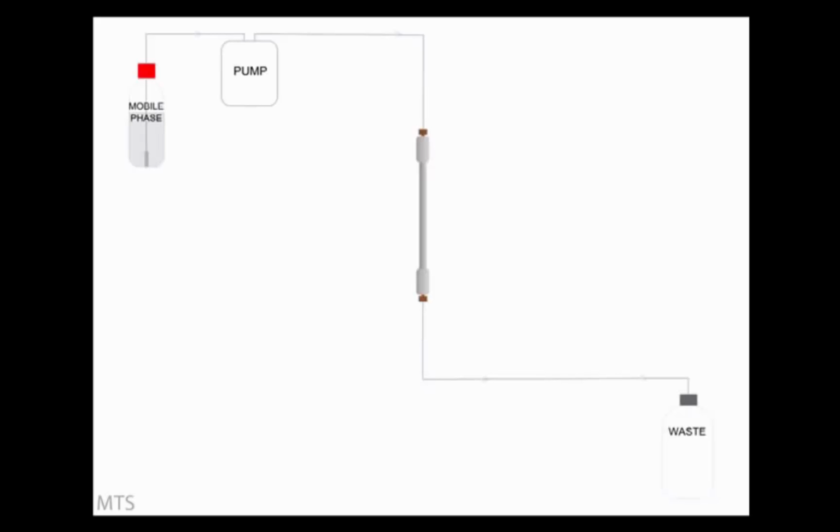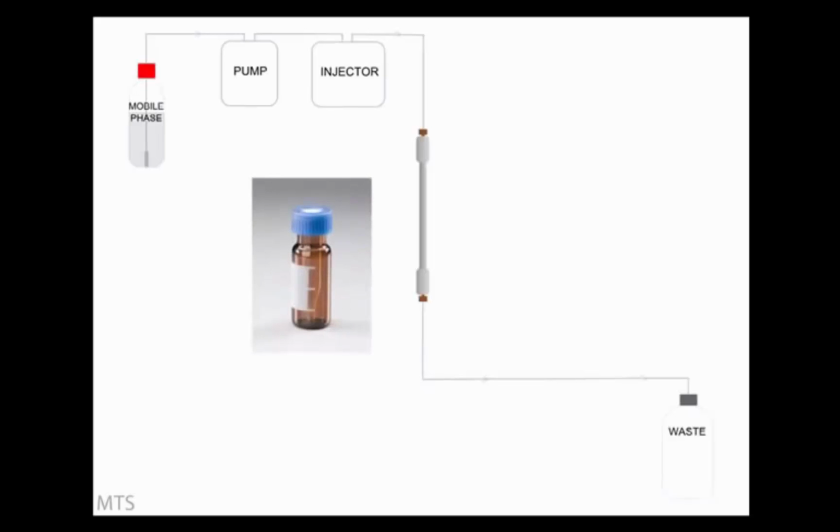Now we have a flow of mobile phase through our stationary phase, but we need a way to introduce the sample for analysis. For this, an injector is required. This instrument is designed to inject a small aliquot of sample, typically in the order of a few microliters, into the flow path of the mobile phase prior to the column. It has to do this without altering or stopping the flow of the mobile phase, and thus maintaining the system pressure.